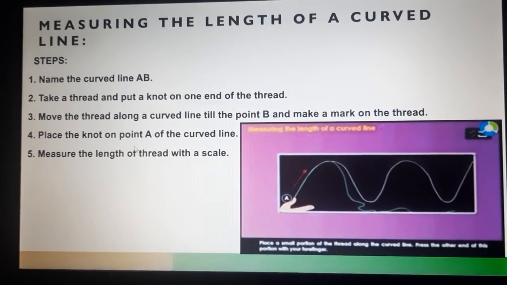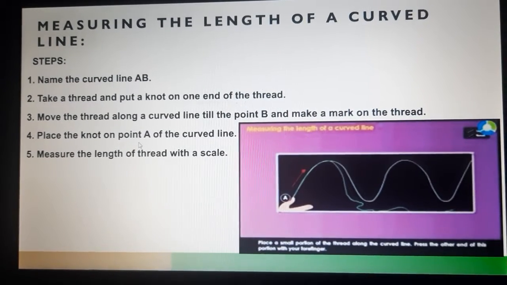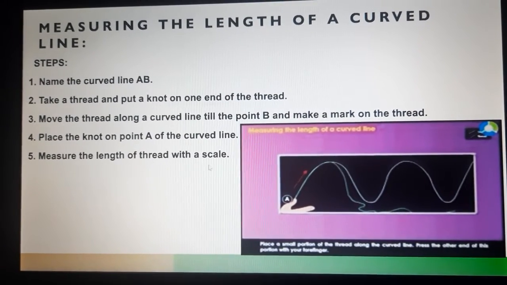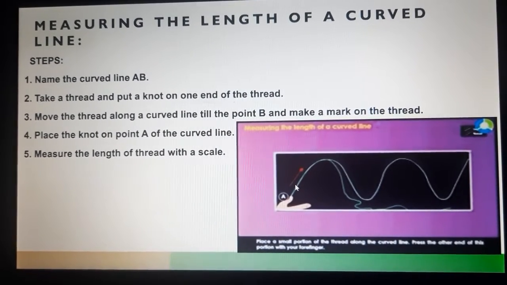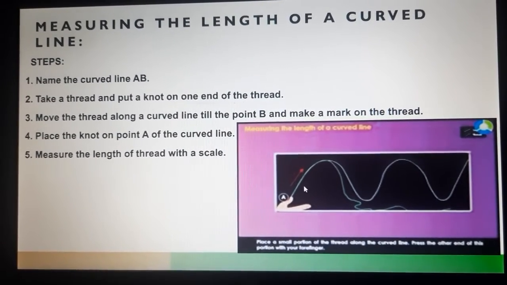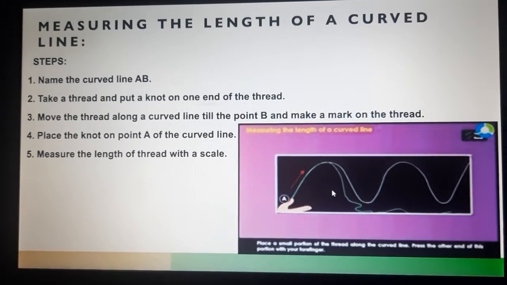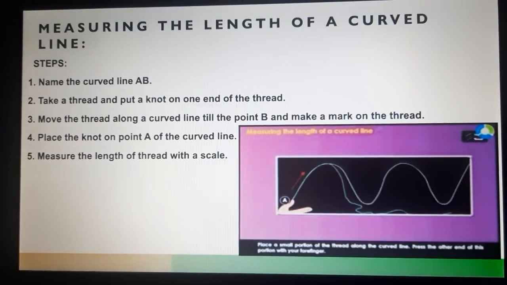Place the knot on point A of the curved line. Measure the length of thread with a scale. This way you can spread out the thread in a straight line, and then you can measure the thread. So you get the length of the curved line.